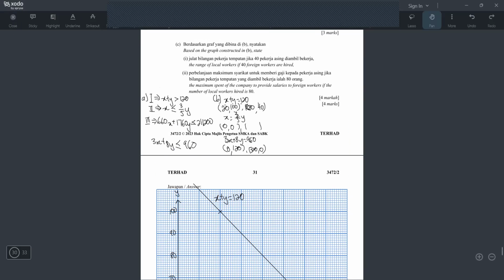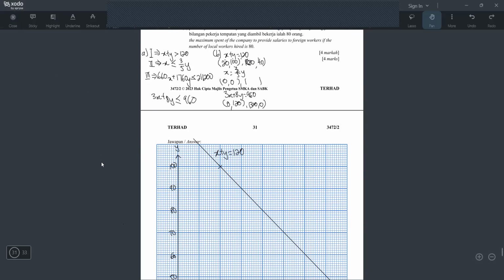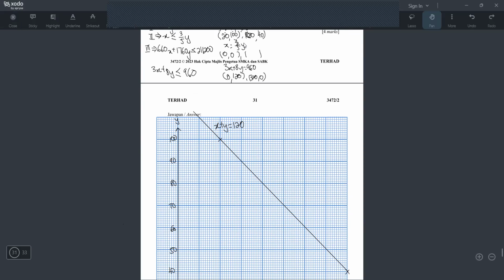Okay, next line will be 0, 0. Let's plot. This is 0, 0. The next point, I didn't find it just now. So let's find it now. X equals 3 over 5y. So let's try to substitute y with maybe 80. See what happens. So it will be 80 times 3 divided by 5. What is the answer? 48. So yeah, I think it's fine.